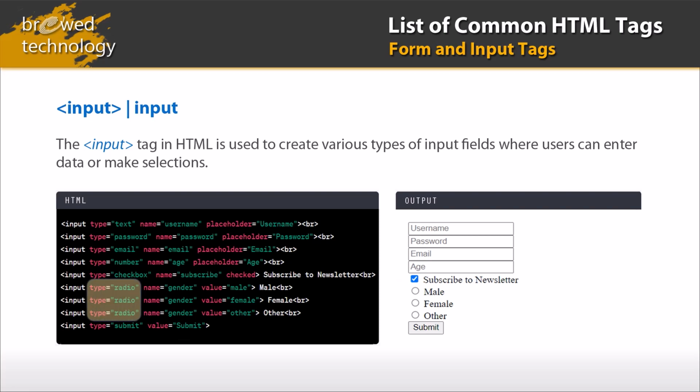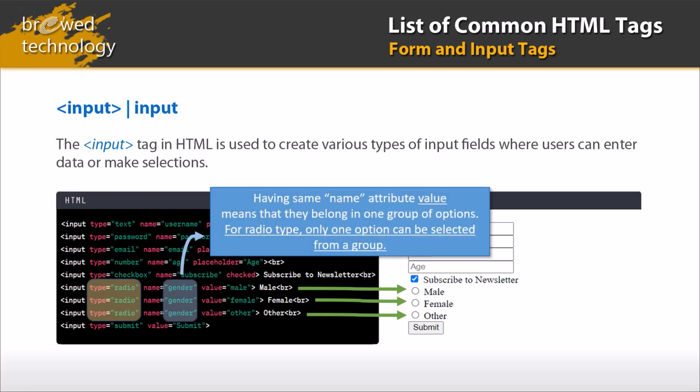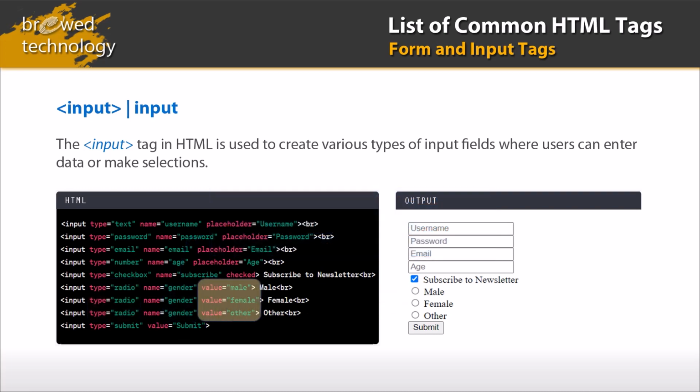Next is the radio type. An input field of radio type creates a radio button. It allows users to select a single option from a list of predefined choices. When multiple radio buttons share the same name attribute, only one can be selected at a time within that group. Here in our example, we have a group of radio buttons representing gender options. The name attribute is used to group radio buttons. It ensures that only one option can be selected at a time within this gender group. The value attribute specifies the value that will be submitted if the radio button is selected.